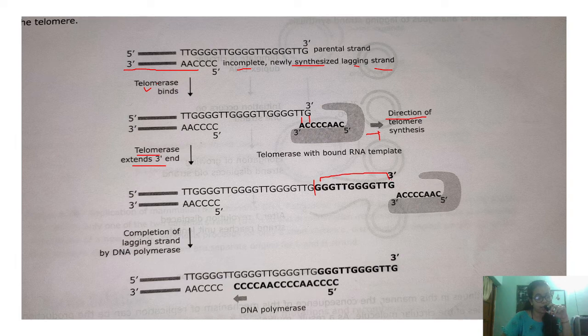Now the DNA polymerase will bind here, and finally what will happen? It will move in this direction. The DNA polymerase starts extending in this direction. The DNA polymerase will complete this strand. You can see it is complementary to this strand and will complete the strand. So this is how the telomere replication takes place.